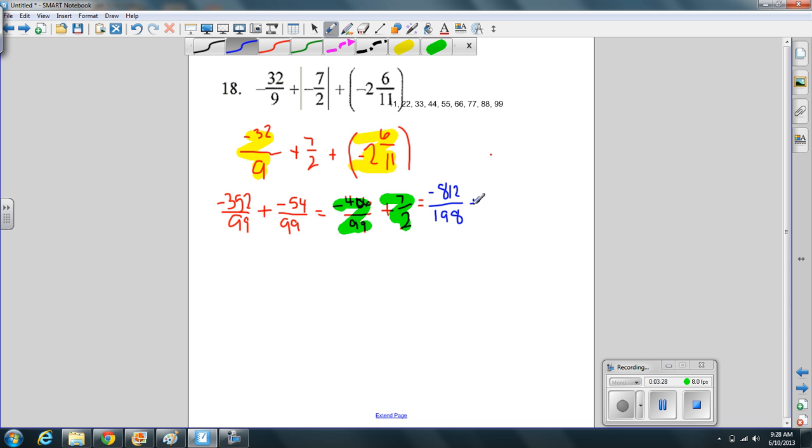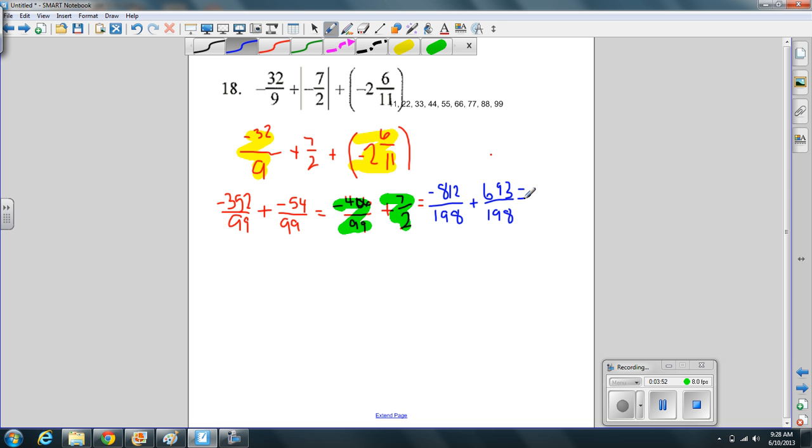plus 2 times what is 198? I hope you're saying 99. So 7 times 99 is 693. So from here, I have one negative and I have one positive.